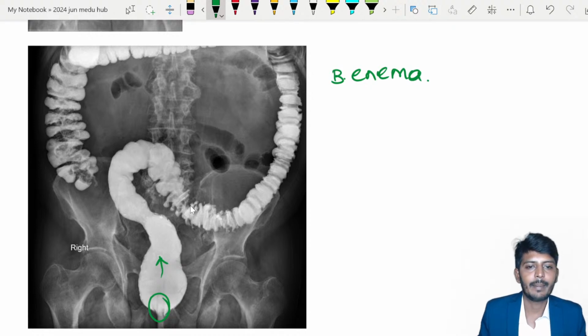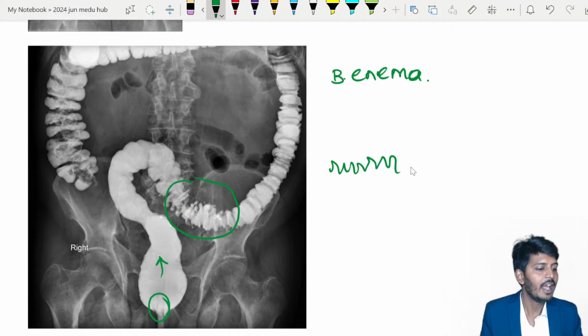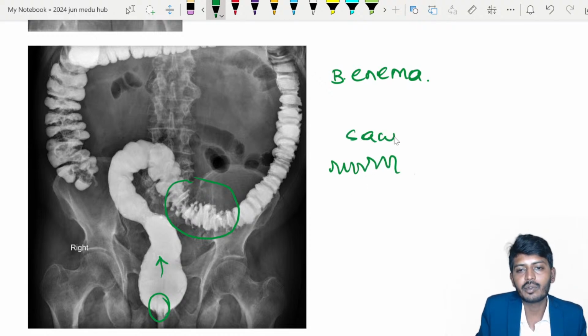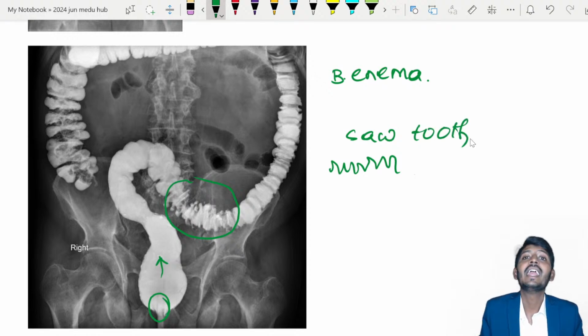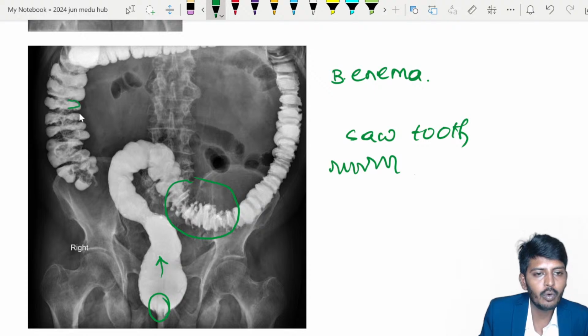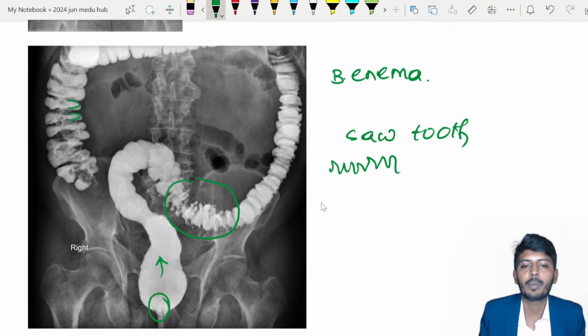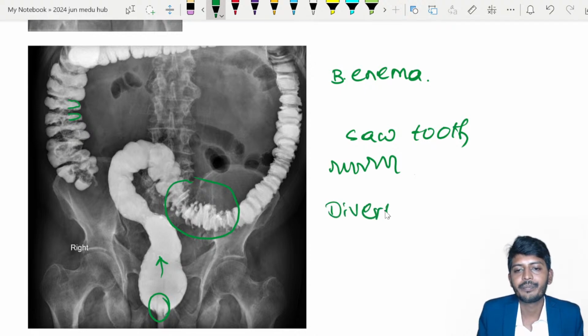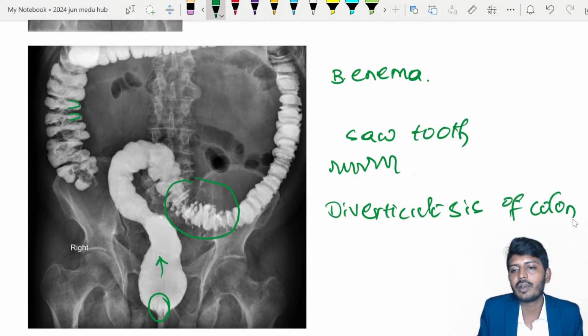So in the barium enema, my dear students, if you notice this area, it is looking something like this, so we call it sawtooth appearance. This is also seen in the ECG, with atrial fibrillation. And here also, if you notice, multiple out pouches are occurring. We call it multiple out pouches and sawtooth appearance. Very important: diverticulosis of the colon.